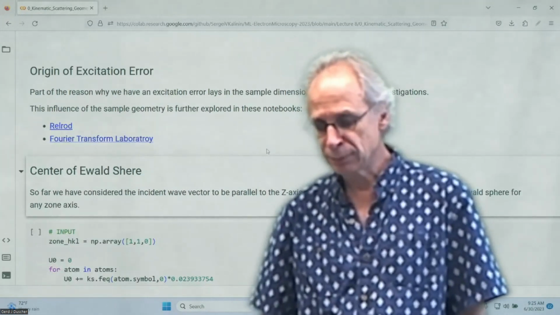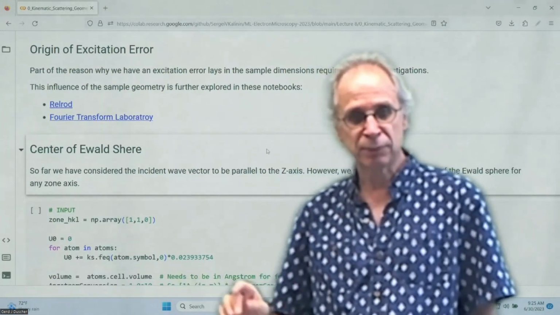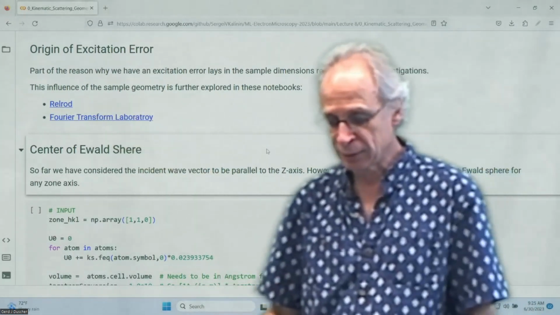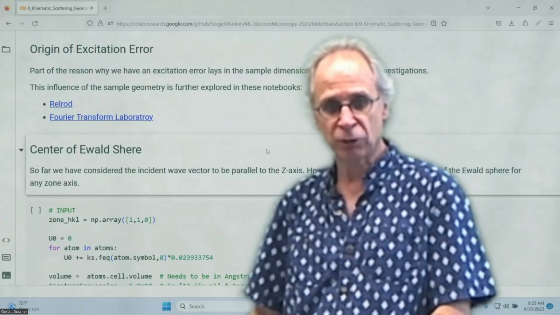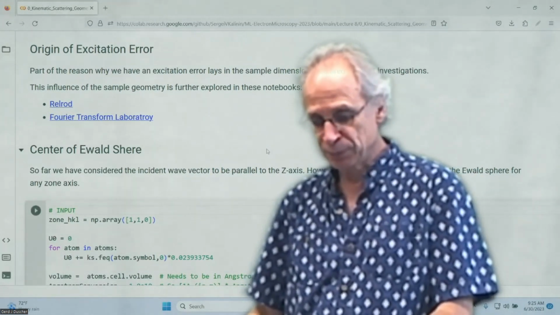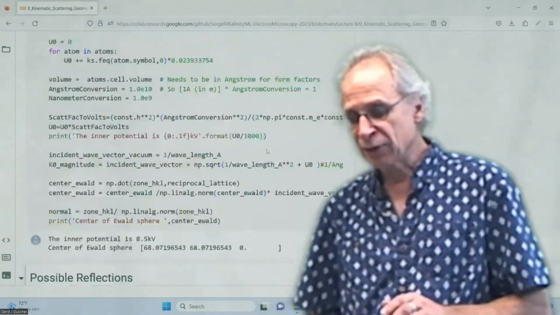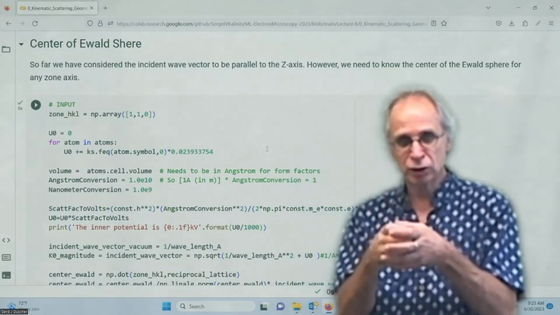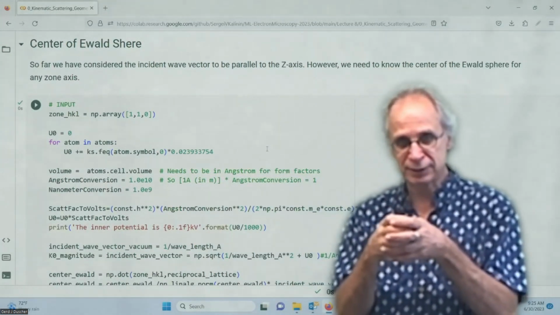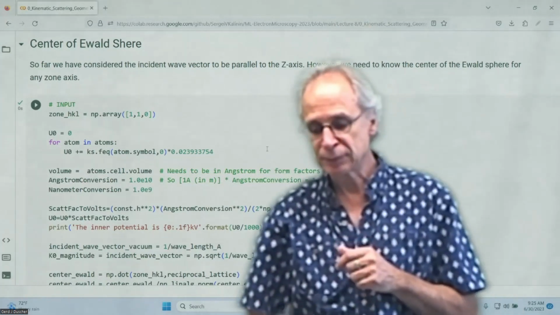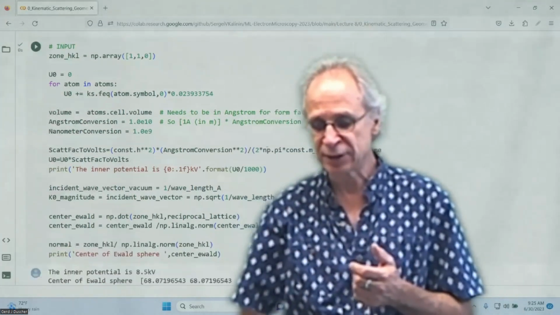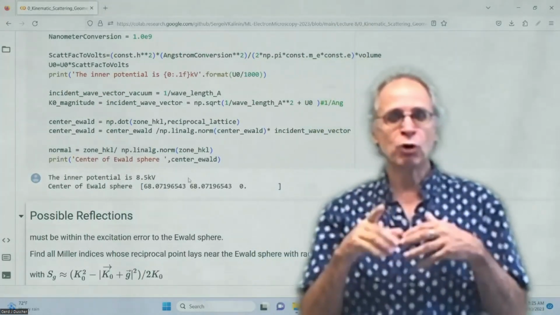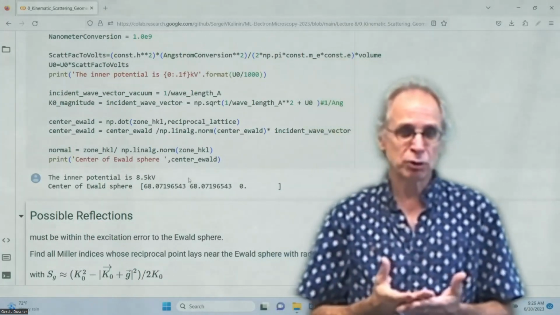And I made a 3D notebook at some point, so it's in my GitHub repository of my lecture. So the center of the Ewald sphere is from the origin of our reciprocal lattice straight up or under some angle, but the distance is clear. It is the center of the Ewald sphere, with a small correction. What is the small correction?